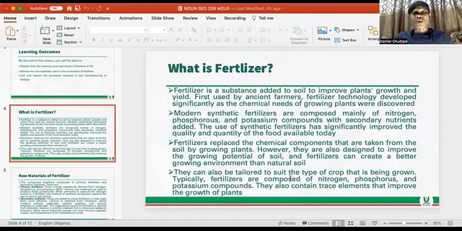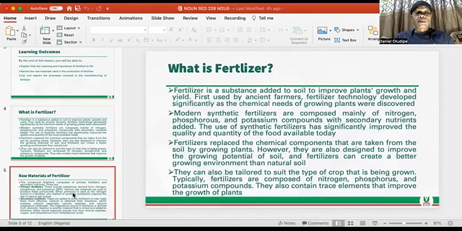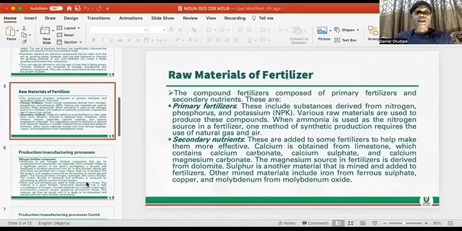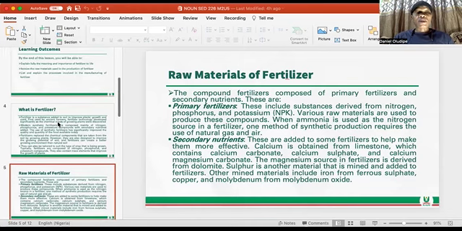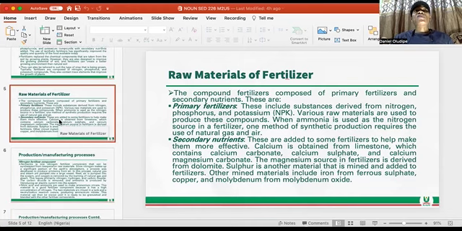They can also be tailored to suit the type of crop that is being grown. Typically, fertilizers are composed of nitrogen, phosphorus, and potassium compounds. They also contain trace elements that improve the growth of plants. Having known the definition of fertilizer, what are the raw materials being used in the manufacturing of fertilizer? What are the raw materials?